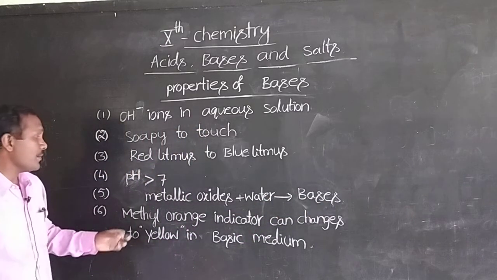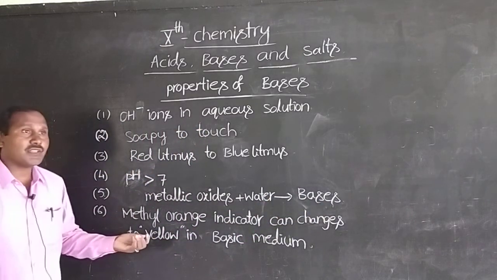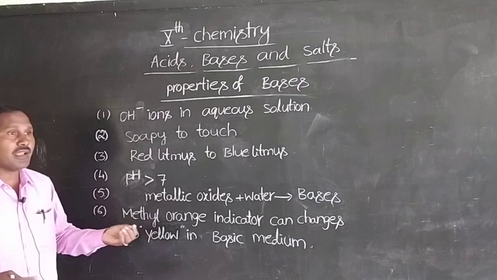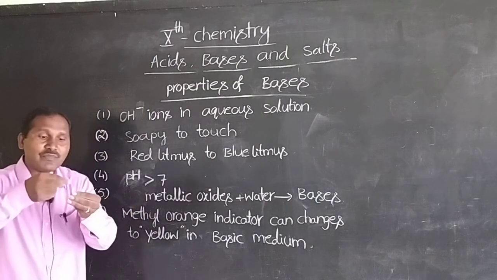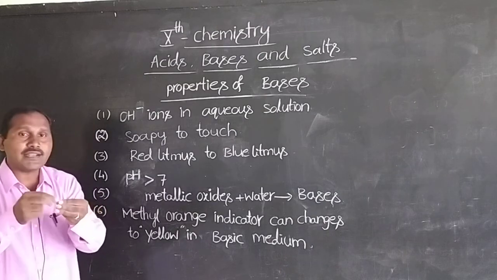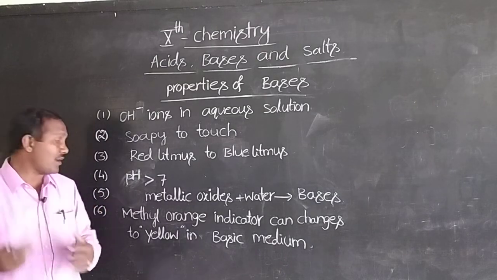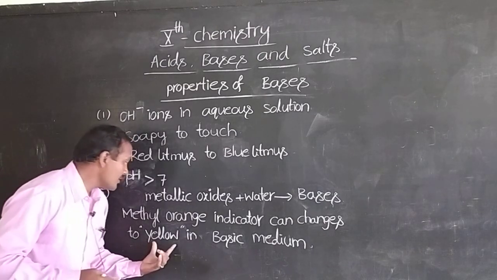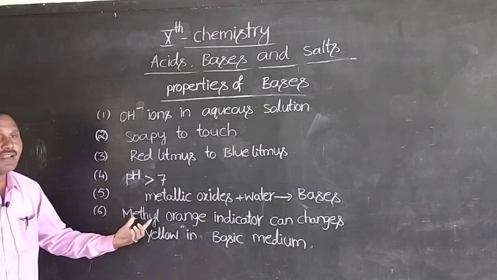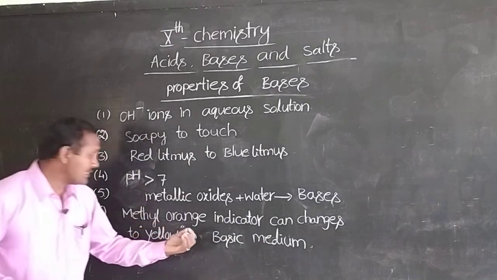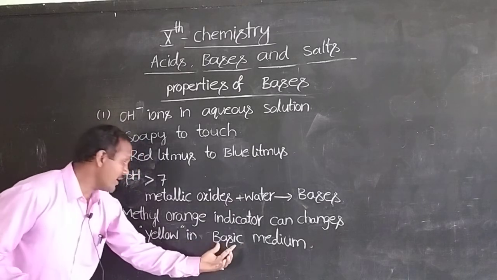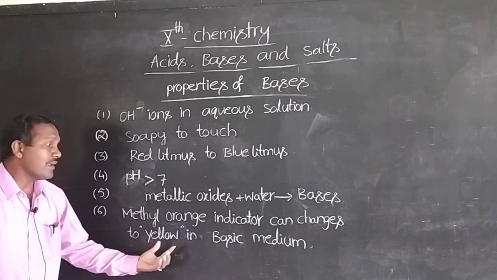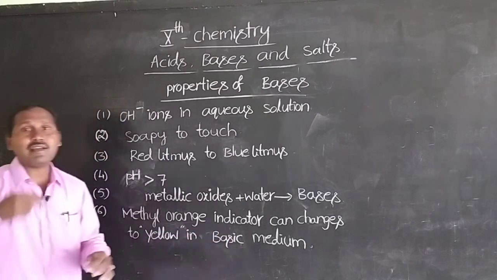Next, the methyl orange test. You take a substance, and when 2 or 3 drops of methyl orange are added, a yellow color is formed. So here also, methyl orange indicator changes to yellow in basic medium. In basic medium yellow color is formed, and in acidic medium red color is formed.